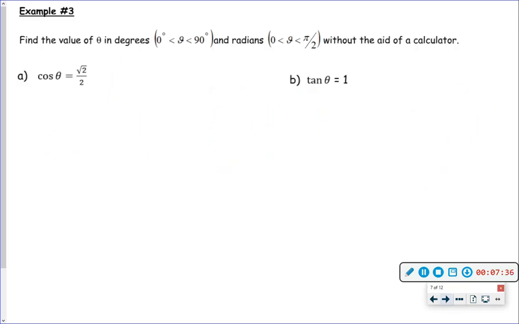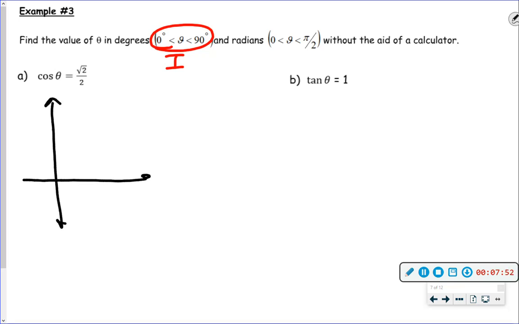All right, find the value of theta in degrees, with 0 degrees less than theta less than 90, then the radians, without a calculator. Now first, we're going to have to draw some triangles. This is telling you where to draw it. Between 0 and 90, I know my triangles are going to be in quadrant 1. So let's start with the easy part. Quadrant 1, I'm going to make my right triangle.